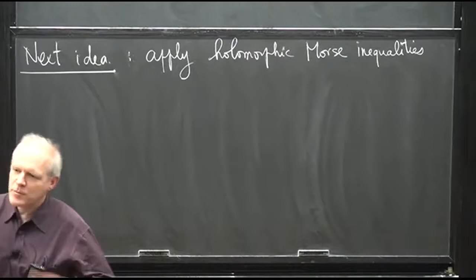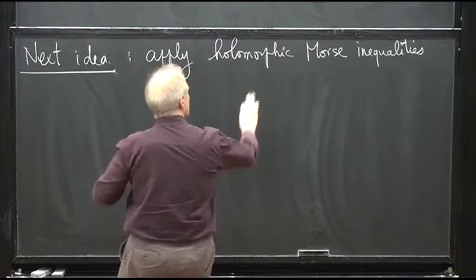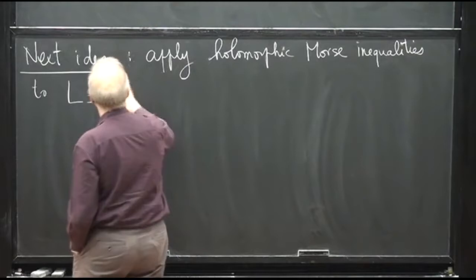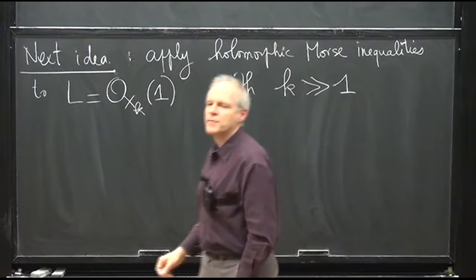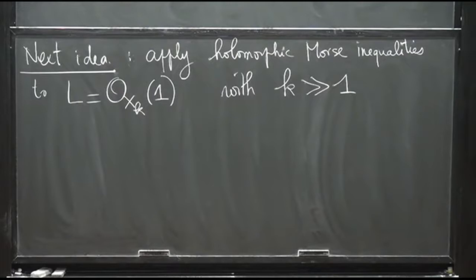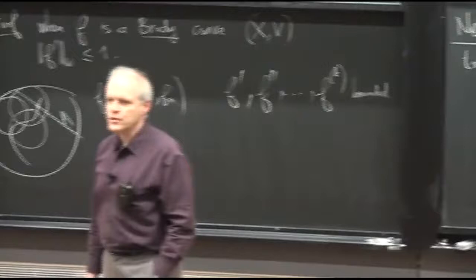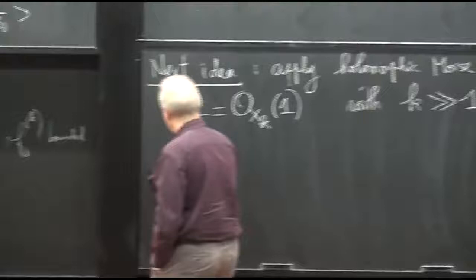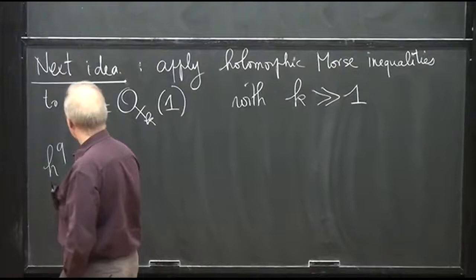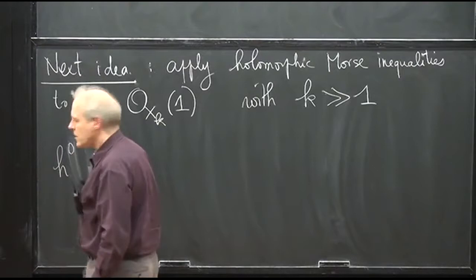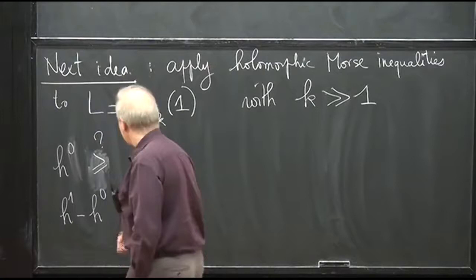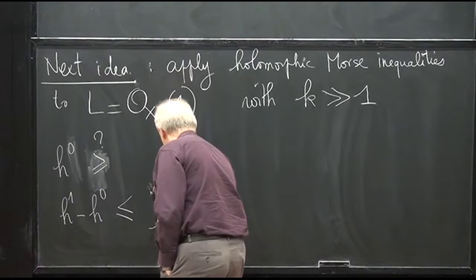So now the next idea is to apply holomorphic Morse inequalities to the line bundle L equals O_{X_k}(1), with k very large, for a reason that will become apparent. Then holomorphic Morse inequalities provide estimates for all cohomology groups. For instance, it provides an upper bound for h^q, but it provides also a lower bound. Because, for instance, if you want a lower bound for h^0, you are going to take an upper bound for h^1 minus h^0. So h^0 minus h^1 is less than the Morse integral for index 0 and 1 of the curvature.